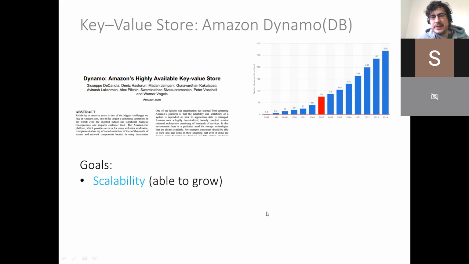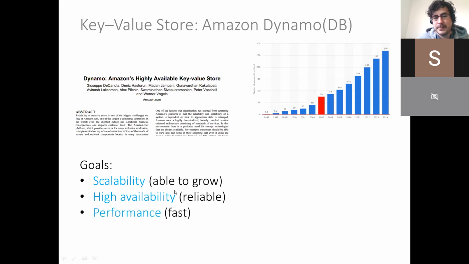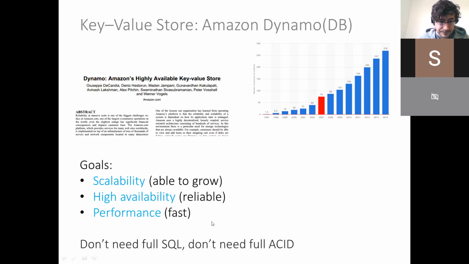So the goals would be scalability, the ability to grow horizontally, in other words, add more machines to handle more data, and high availability. So you wanted an AP type system where you're not rejecting any requests, because that will lose you money. Performance should be fast.